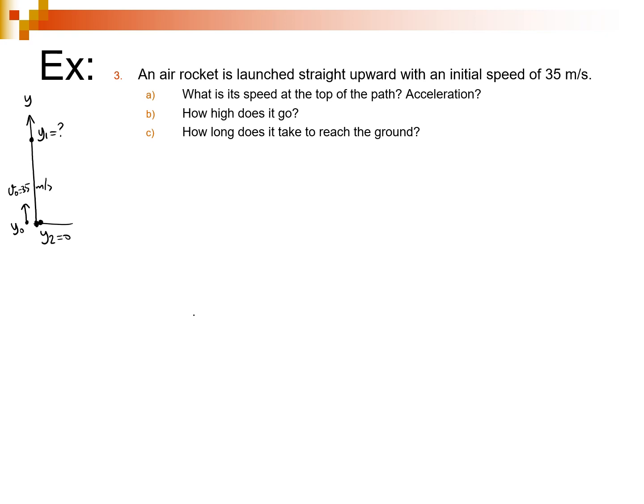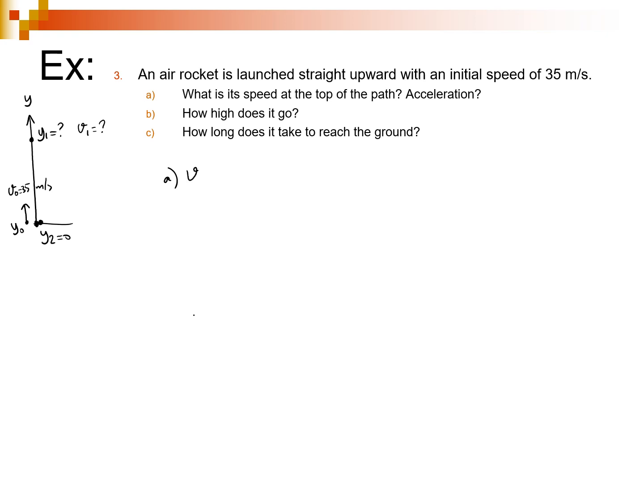First, we need to solve for what is its speed at the top of the path. So what is the speed here? I'll call it v1. So this is the position 1. Well, that is quite easy. v1 has to be 0 because if it doesn't have 0 speed, the rocket needs to keep climbing still.